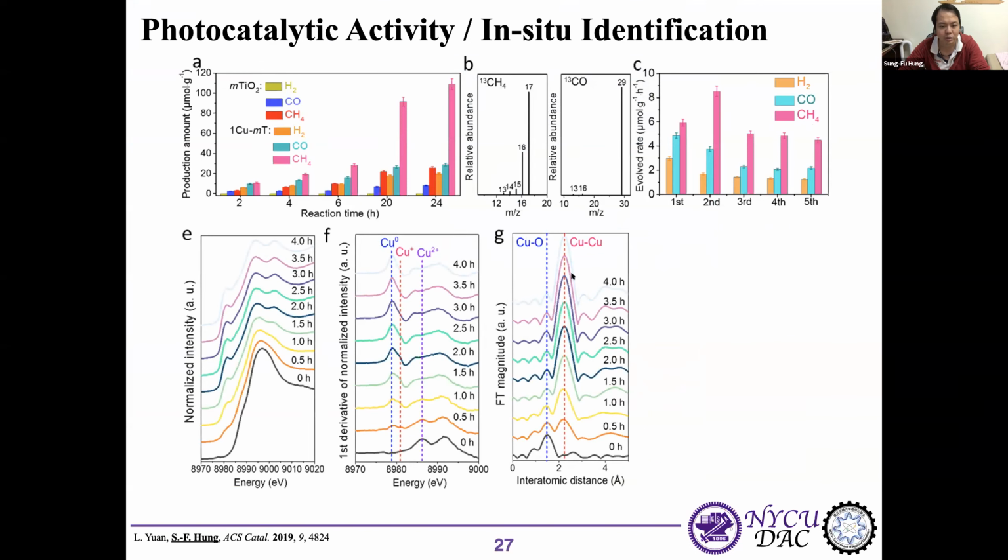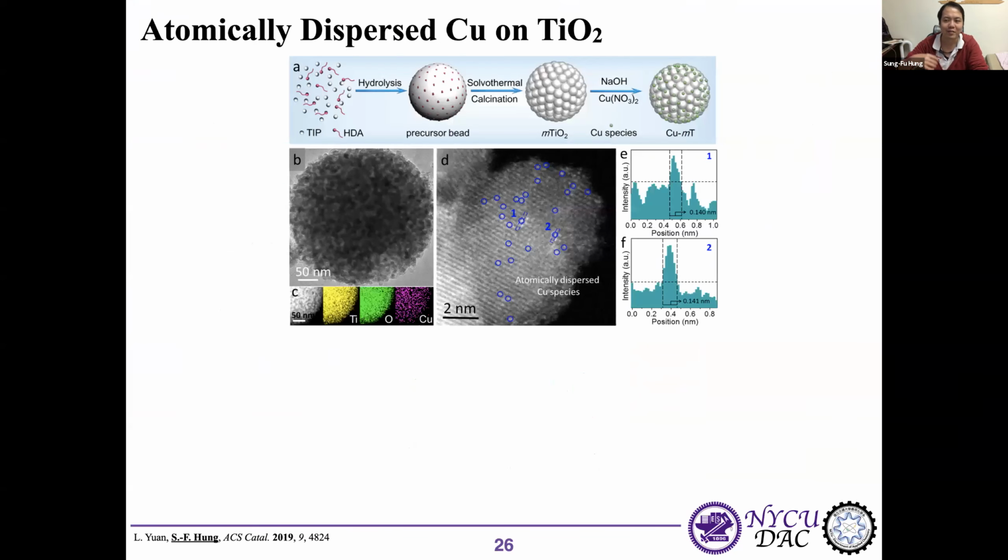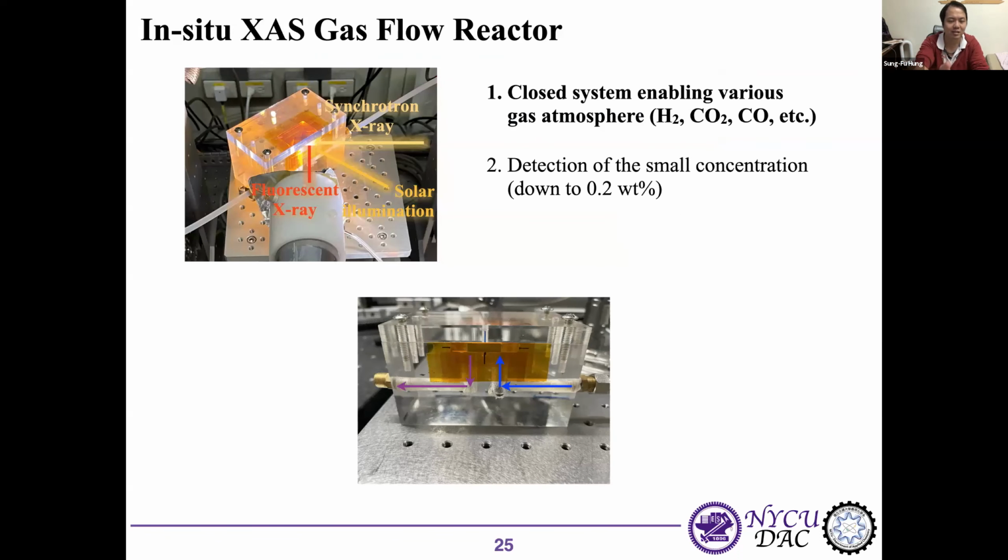I obtained this result using the LIGO detector rather than the SPD detector. So that's why I have the confidence to show I can use this reactor to detect the really, really small concentration or amount of the catalyst.